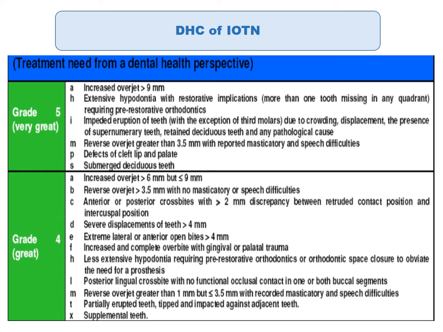Okay, now under category grade 5 you have all those features which are considered to be a very great need for treatment, and you can see their subcategories. For example, A means increased overjet, H is for extensive hypodontia, I for impeded eruption, M for reverse overjet, P for defects in cleft lip and palate, and S for submerged deciduous teeth. Then you have grade 4, which is great need for treatment.